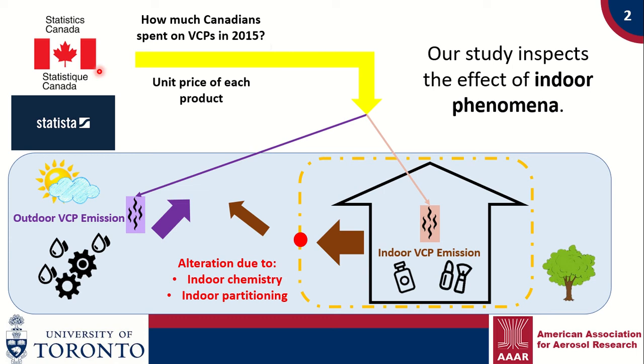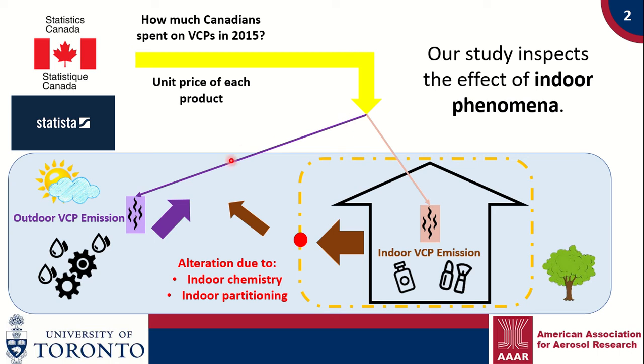So we referred to governmental agencies like Statistics Canada and also non-governmental ones like Statista to gather economic data, and by finding out how much Canadians spent on different VCPs in 2015 and dividing those spendings by the average unit price of each product, we could make some rough estimations about the different weights of VCPs that were used in different sectors, both by consumers and also in industry.